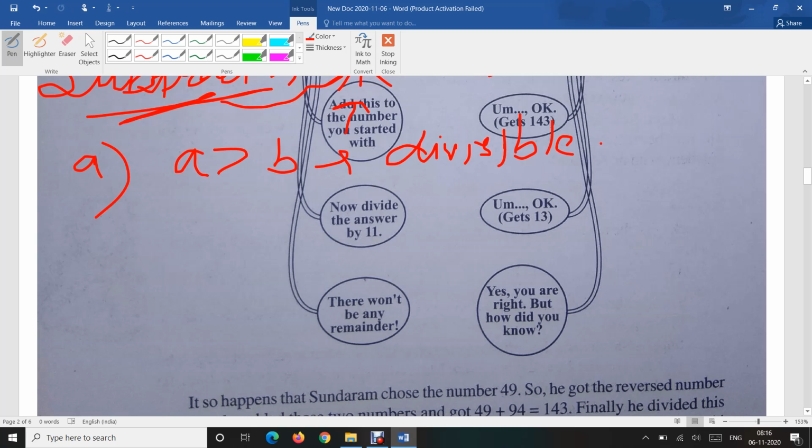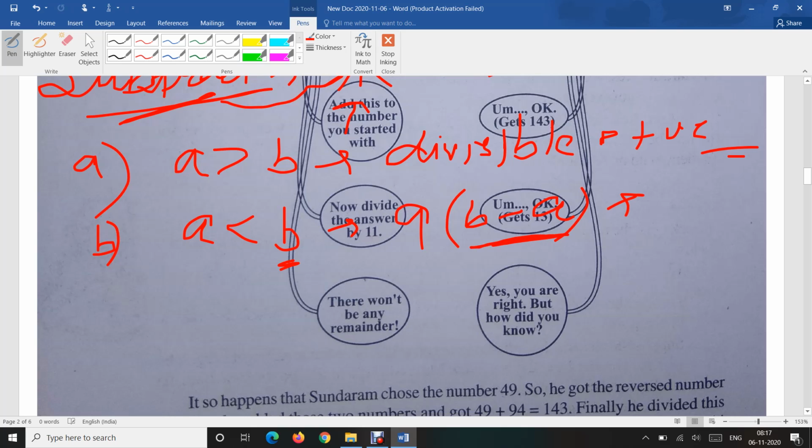It will be divisible by 9 and it will be a positive quantity which we get from here. In case B, if A is less than B, again the result will be 9 of B minus A, because B is greater here. So here we also have this subtraction B minus A, not A minus B. B minus A will be divisible by 9.